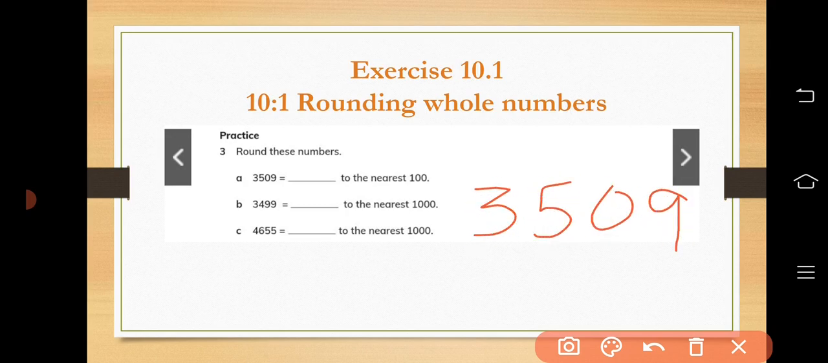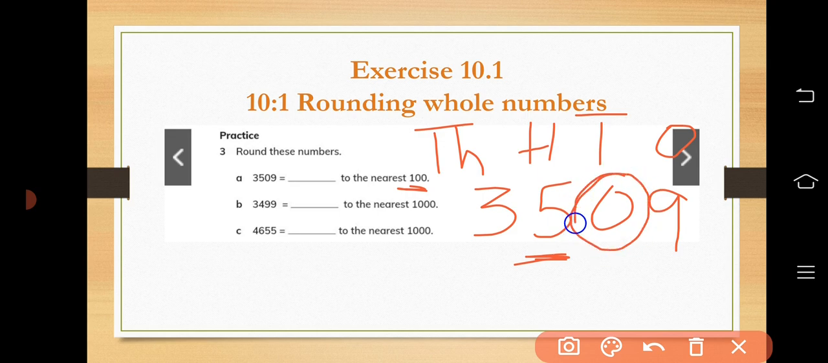So you know that this is your ones value, this is your tens value, 100 value and 1000 value. They ask for the nearest 100. So you have to underline the 100 place value. And now what is your next step? You have to circle the next value, that is on the tens place and that is equal to 0.